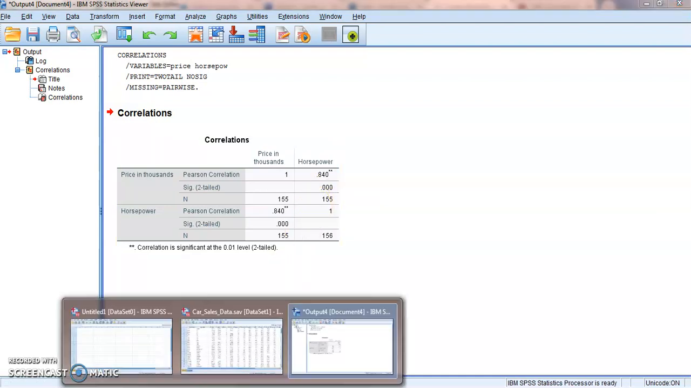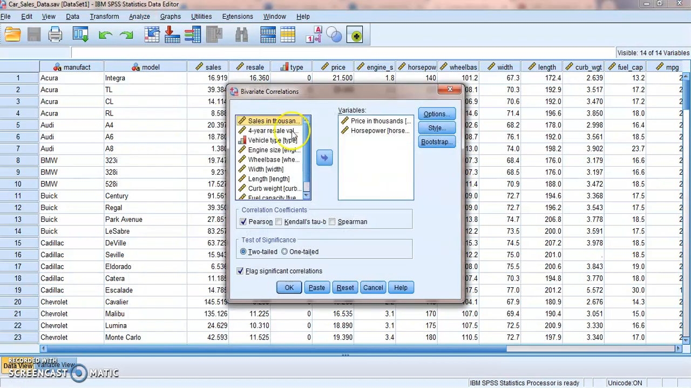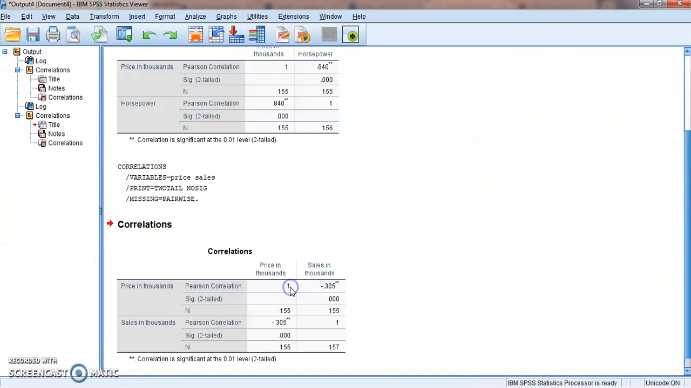Let me run you another example so you can see what an indirect correlation looks like. If I go to correlate, bivariate, in this case, let's do price in thousands and sales in thousands. Obviously a car that's more expensive will sell fewer, right? So what we see here is a negative correlation. The R value is negative, or indirect in this case. And notice it's weaker too. I've still got this other one open. This is 0.840, so that's quite a strong correlation. In this case, we have a negative, indirect correlation, and it's moderate at best. It's just above that threshold I gave you for moderate.